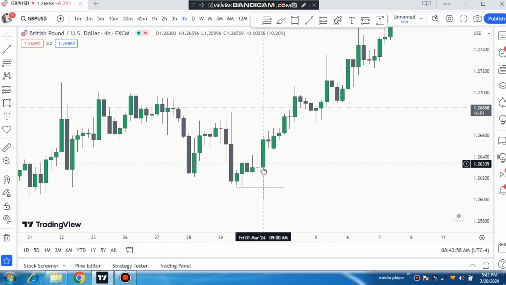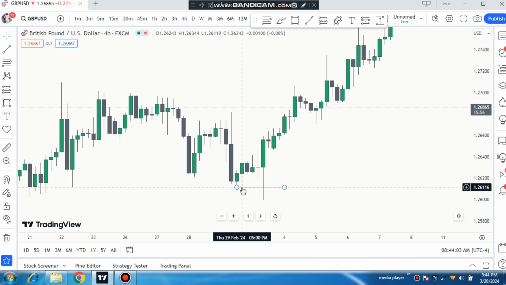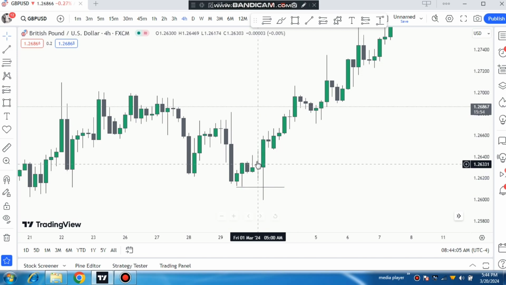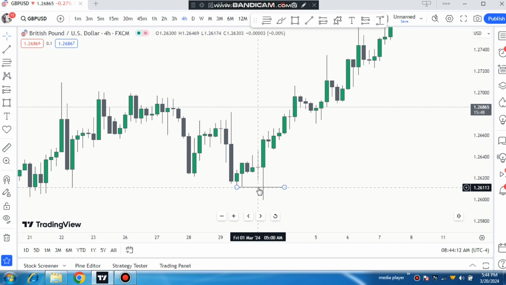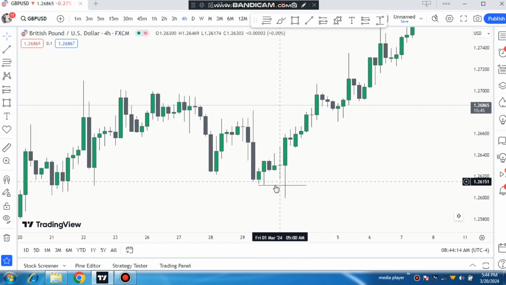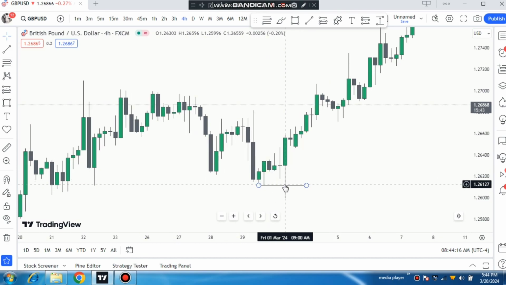Now on the 4-hour time frame, you have to wait for the sweep of this swing low. This line that you have drawn, you have to wait for the price to go below this area, and you can see the price went below this horizontal line. This is the second thing. First thing is you have to draw this line. The second thing is you have to wait for the sweep.